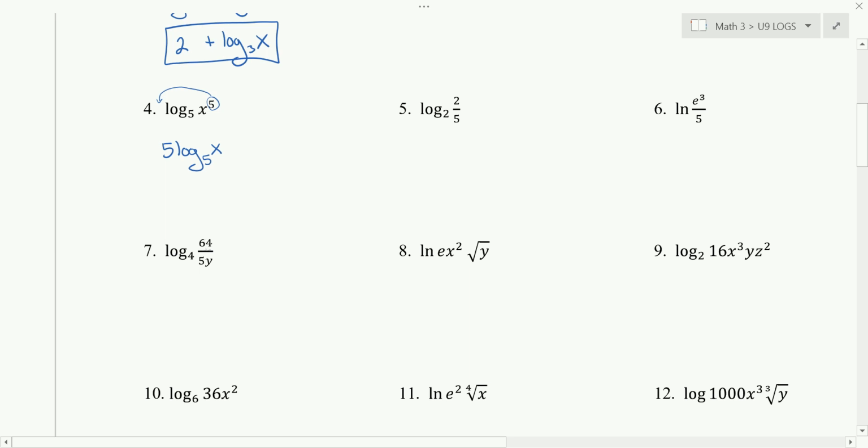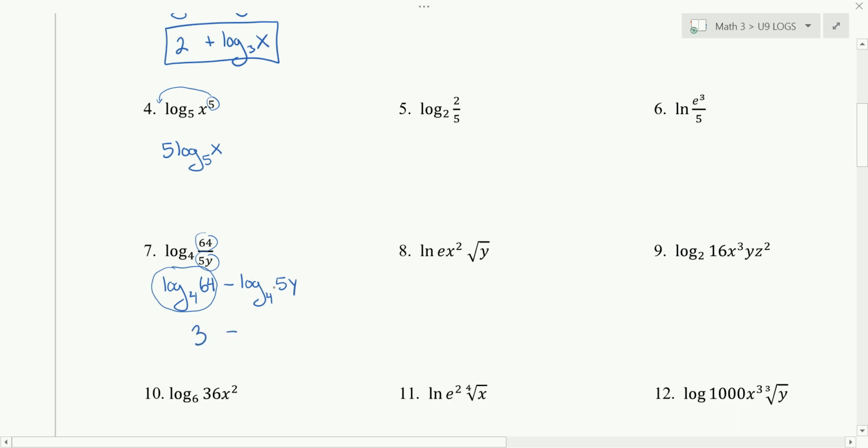Number 7, we have a fraction. So I'm going to first use the quotient property, so log base 4 of 64 minus log base 4 of 5 times y. I could split up the 5 and the y, and also I could work on the log base 4 of 64. So for the log base 4 of 64, that means 4 to what power is 64? That's 4 to the third power.